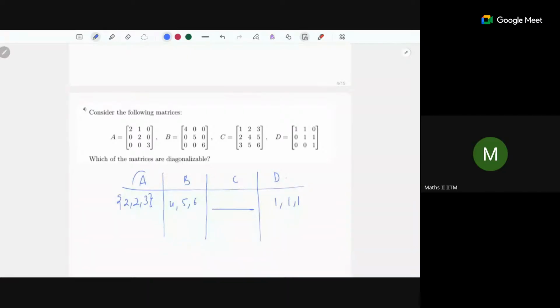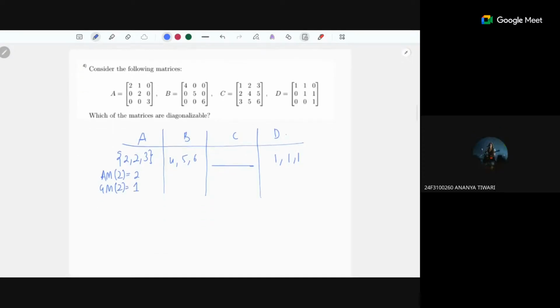So is A a diagonalizable matrix? Yes, I think because the geometric multiplicity would be 2. Okay. So algebraic multiplicity of 2 is 2. Now, my claim is geometric multiplicity of 2 is 1. It's not 2. So it is not diagonalizable. So let's check whether I'm wrong or right.